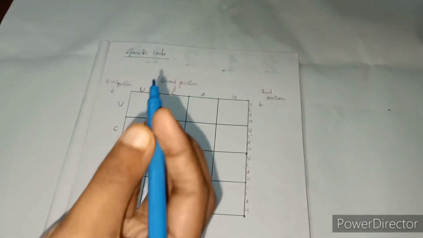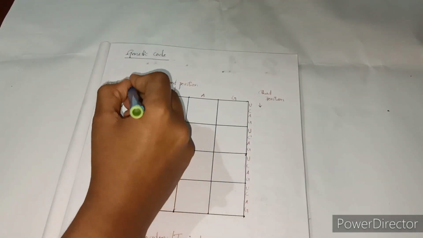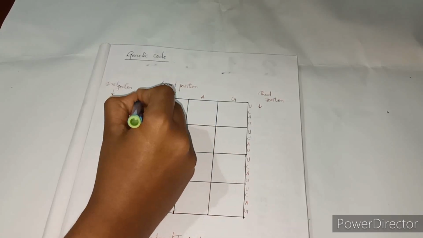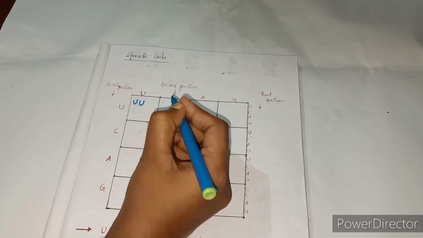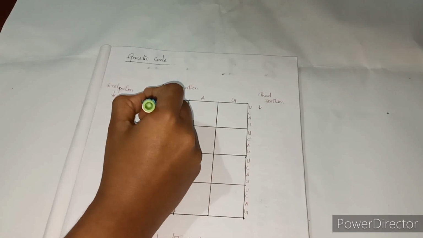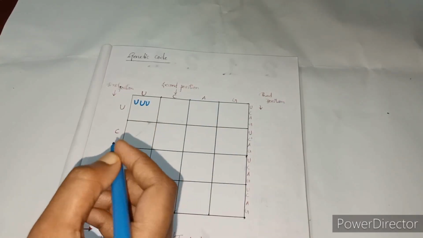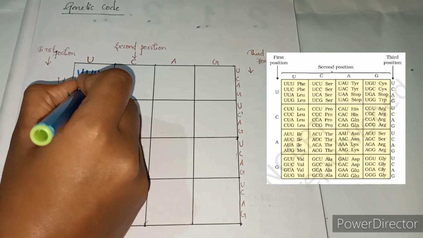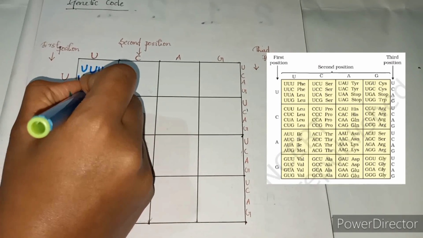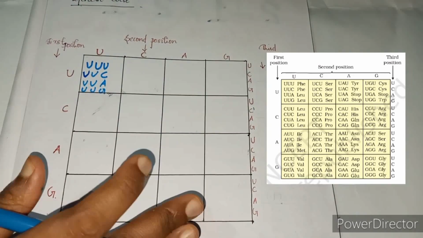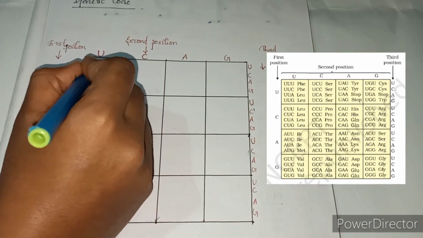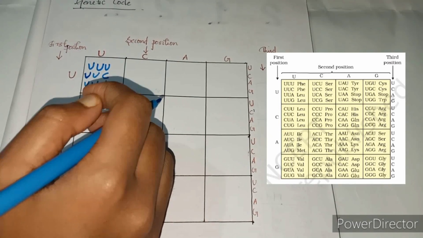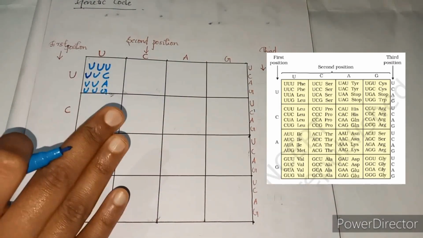And now let's look at how to write. Here the first letter is U, and the second letter is again U, and the third letter is again U. Next, UUC, UUA and UUG. Here make clear that the first two letters do not change in any box. By applying this, we can easily complete this chart.